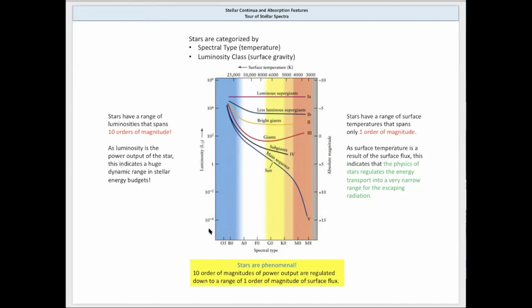From 10 to the minus 4, 1/10,000th of the luminosity of the sun, to 1,000,000 times the luminosity of the sun. Now that's 10 orders of magnitude. Think about that for a second, in the power output of stars. Because that's what luminosity is, energy per second. This is the power output of a star. 10 orders of magnitude, right? 100 billion, a factor of 100 billion.